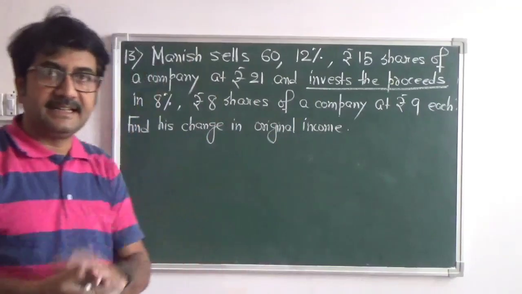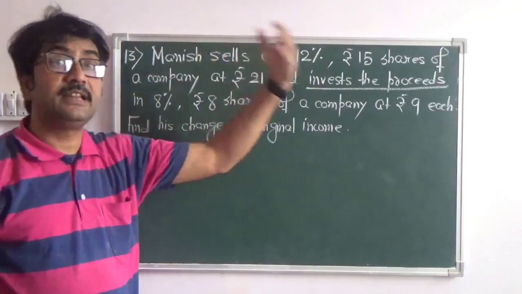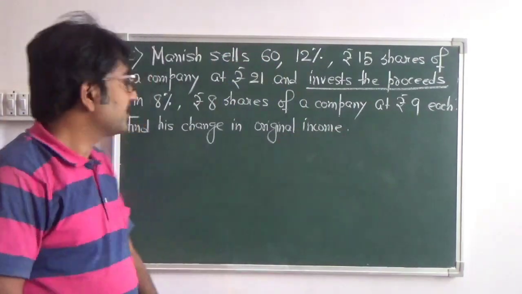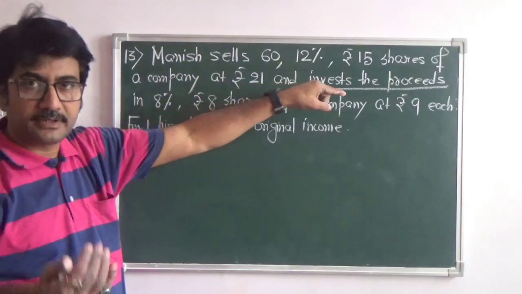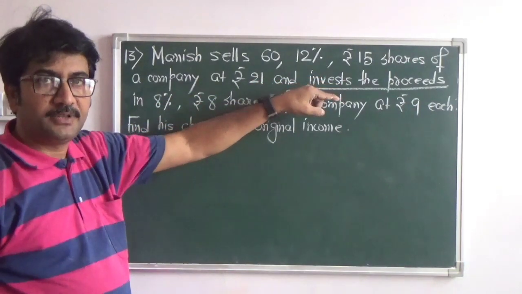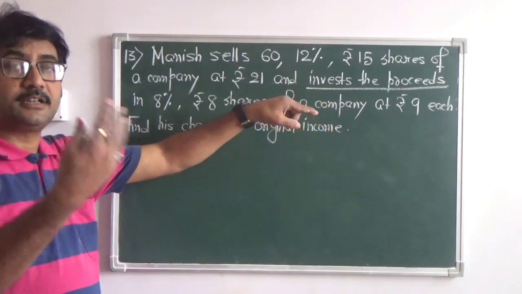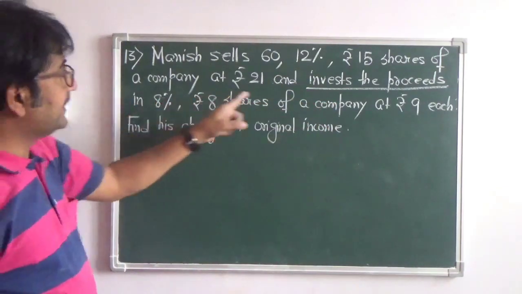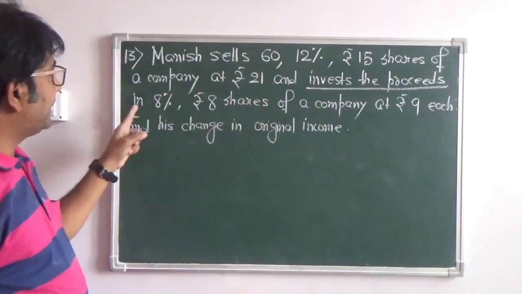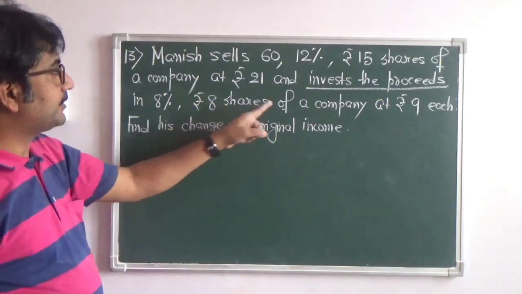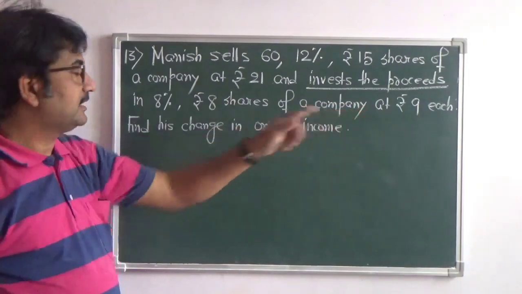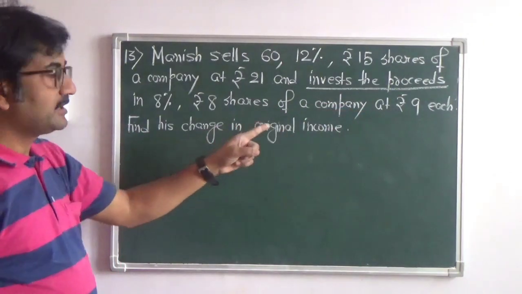So whatever he gets after selling those, that he invests in another company, right? And invests the proceeds means whatever he receives after selling, and then he invests it in some other company. Then invests the proceeds in 8%, rupees 8 shares of a company at rupees 9. So find his change in the original income.